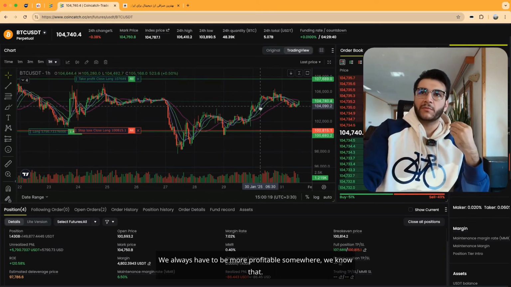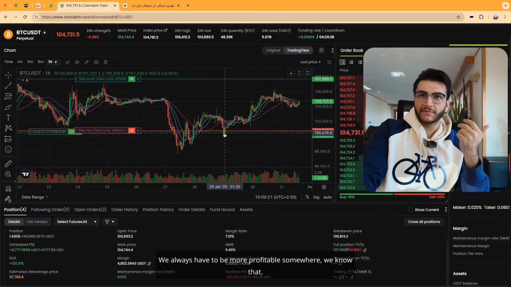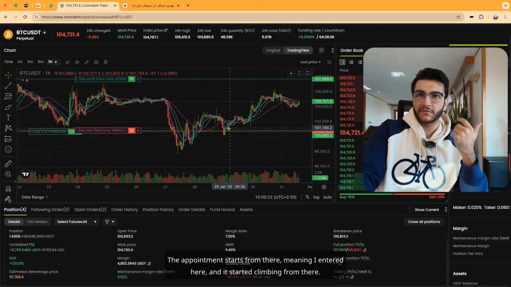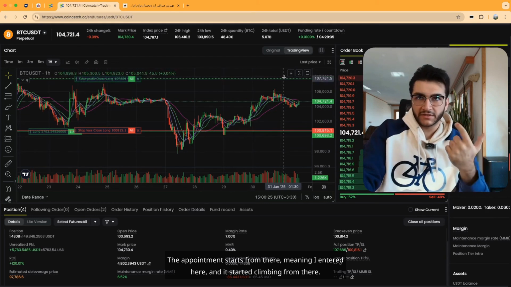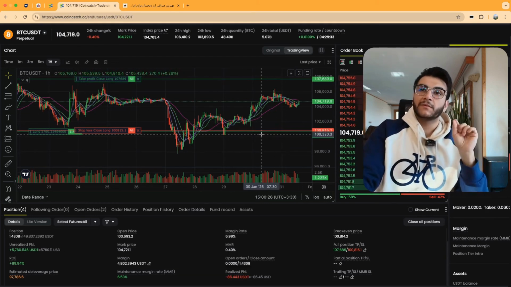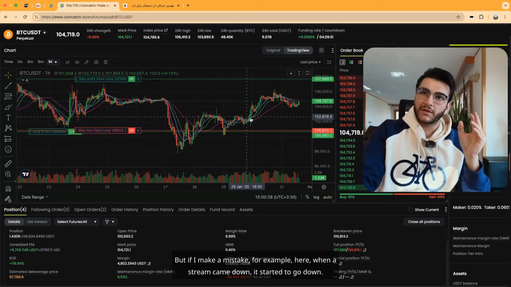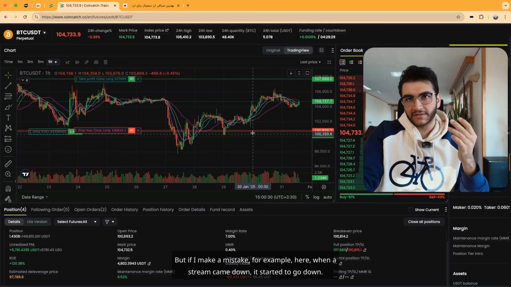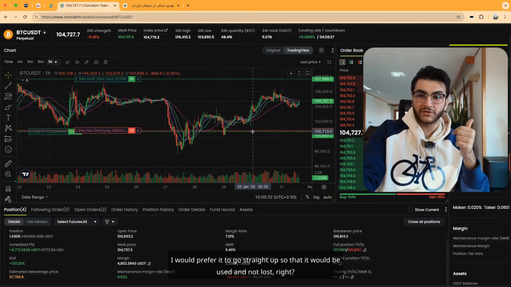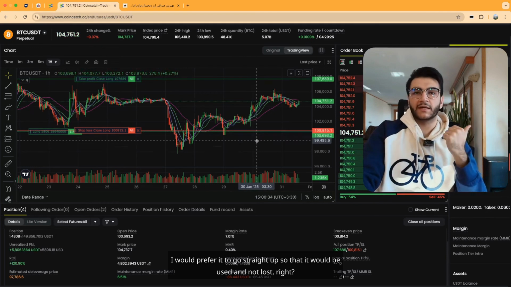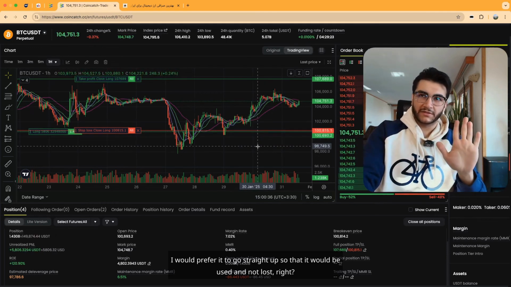We always have to be more profitable somewhere. We know that. The appointment starts from there, meaning I entered here, and it started climbing from there. But if I make a mistake, for example, here, when a stream came down, it started to go down. I would prefer it to go straight up so that it would be used and not lost, right? So this is it.